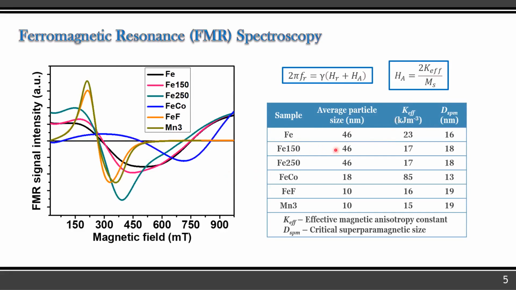The K effective of Fe partial particles is 23 kJ per meter cube, which decreased to 17 on annealing. The highest K effective is obtained for FeCo due to enhanced ferromagnetic interactions, and FeF and Mn3 have closer K effective of 15 to 16 kJ per meter cube. FeF and Mn3 are superparamagnetic with their particle sizes below the superparamagnetic size, whereas the partial particles are non-superparamagnetic. FeCo has a superparamagnetic fraction as its particle size is closer to the critical superparamagnetic size.